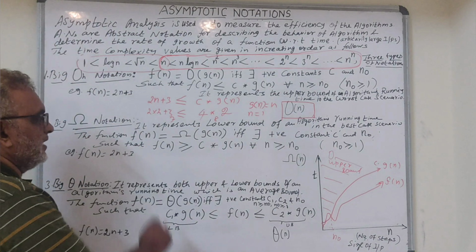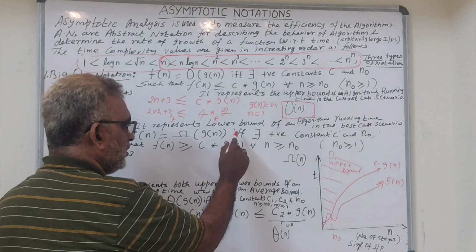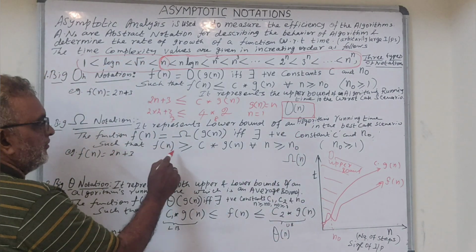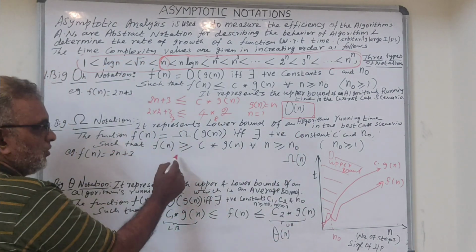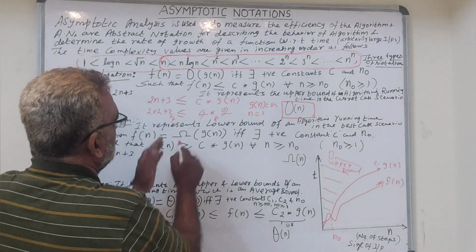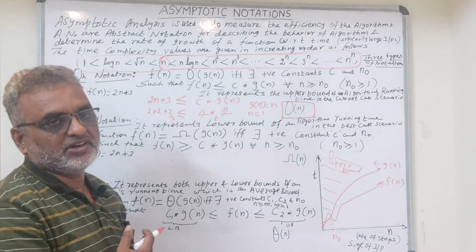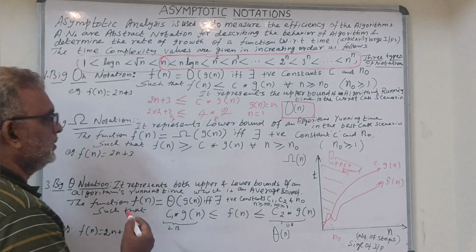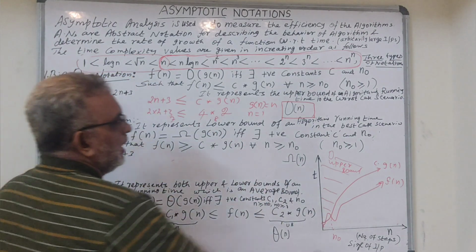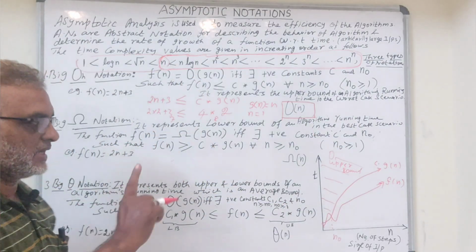The function f of n is equal to omega of g of n if and only if there exist positive constants c and n naught such that f of n is greater than or equal to c into g of n. So here it was less than, but here this f of n is greater than this function g of n. Okay. So this holds for every value of n greater than n0, and this n0 must be greater than or equal to 1. That is the condition.